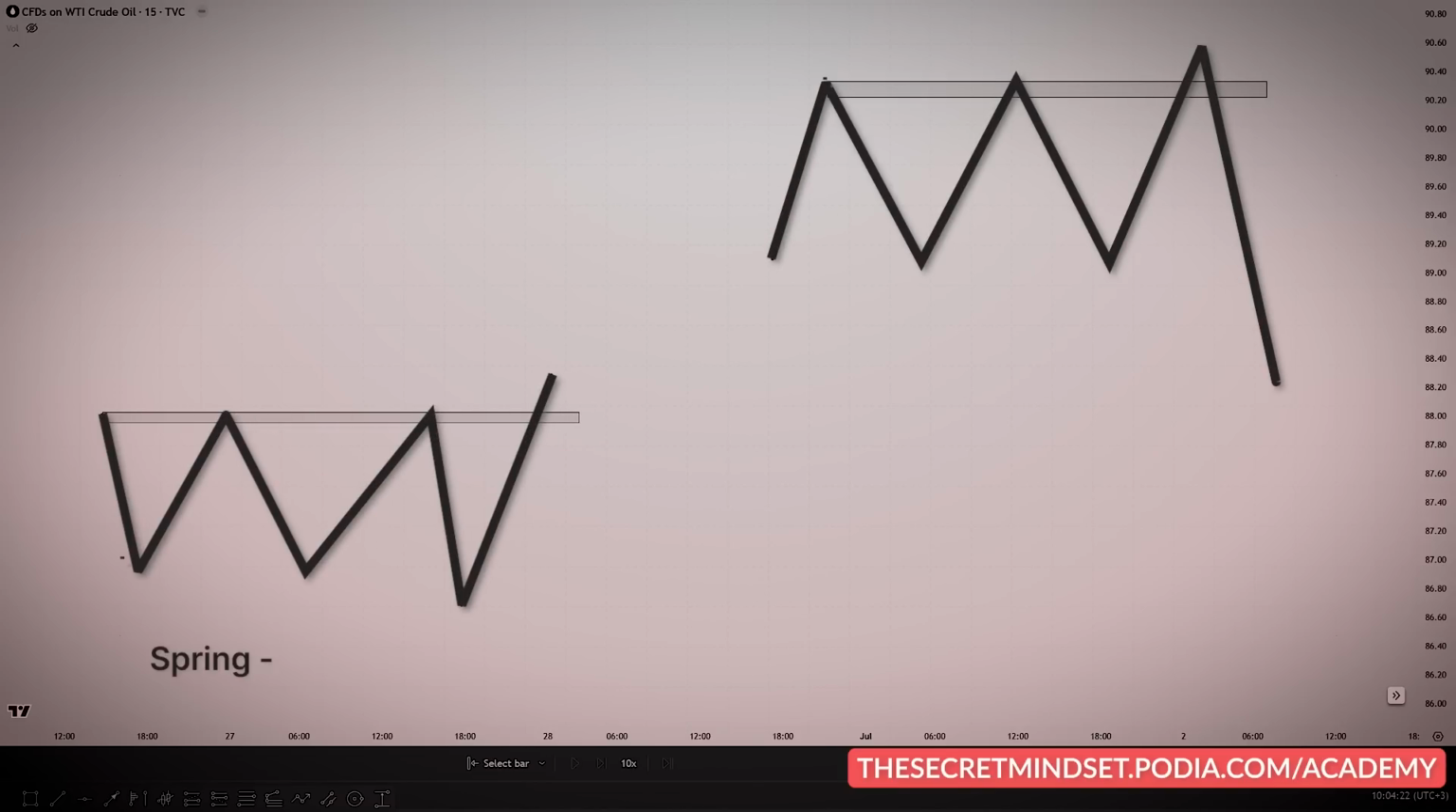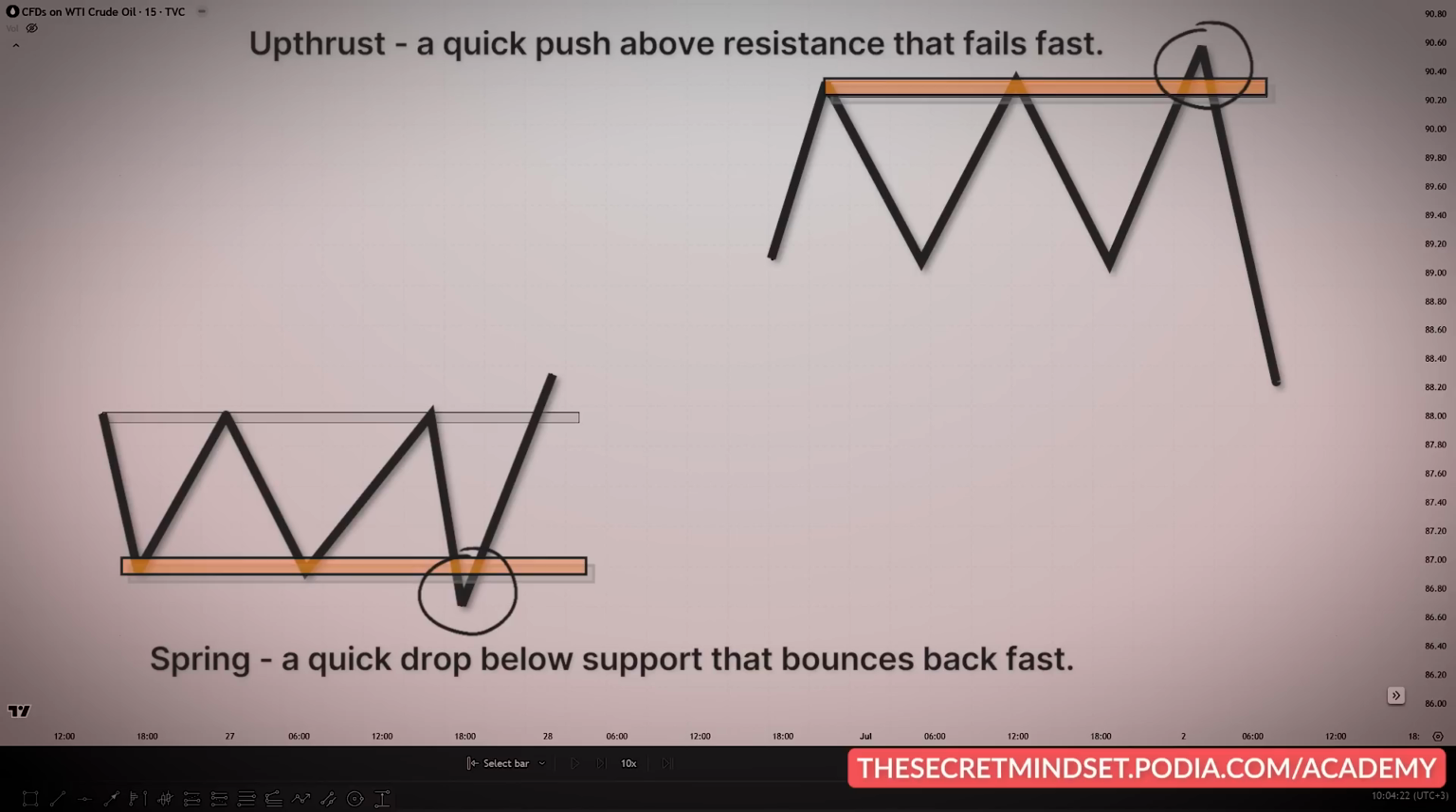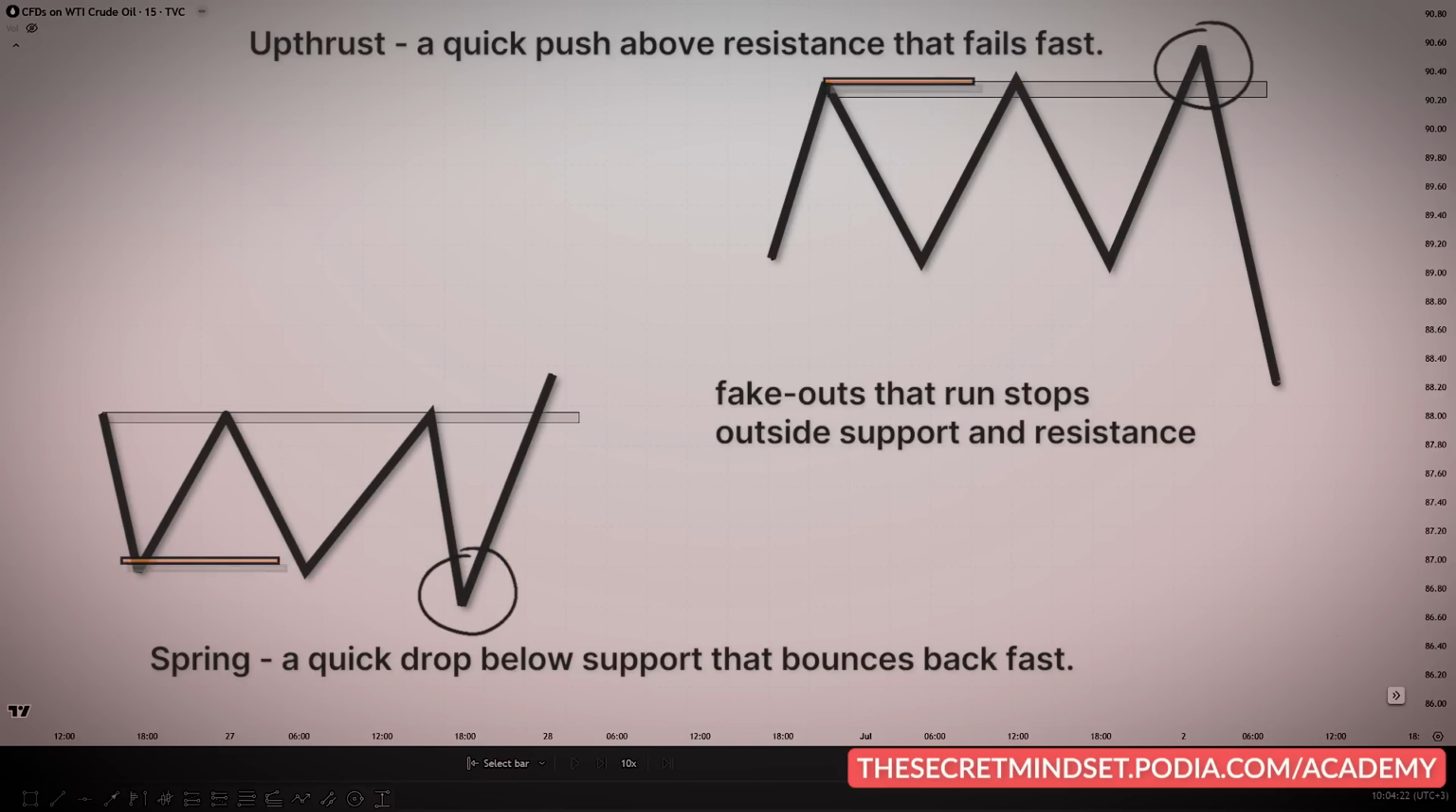A spring is a quick drop below support that bounces back fast. An upthrust is a quick push above resistance that fails fast. Both are fakeouts that run stops outside support and resistance. Smart money concepts renamed them as liquidity sweeps or liquidity runs.